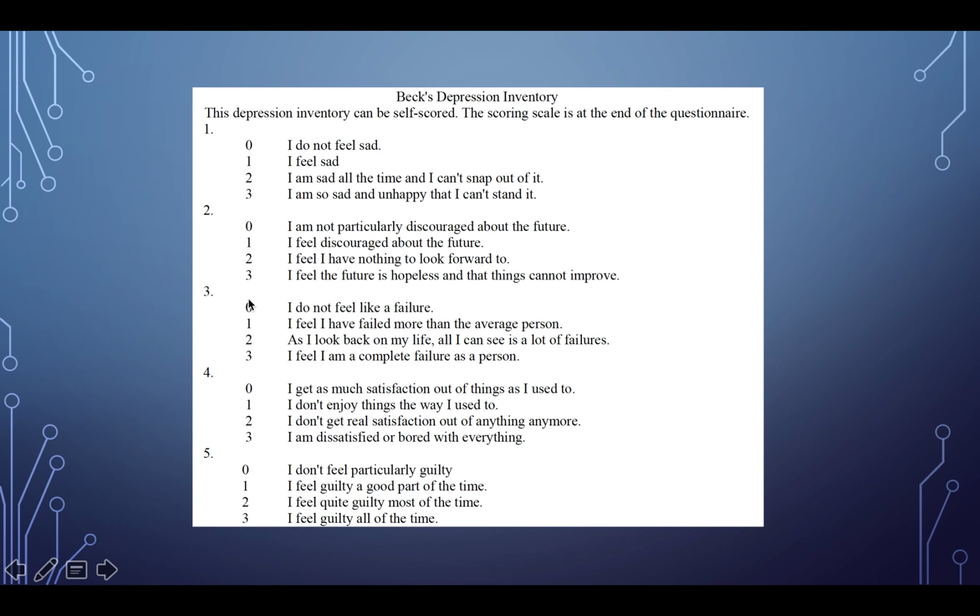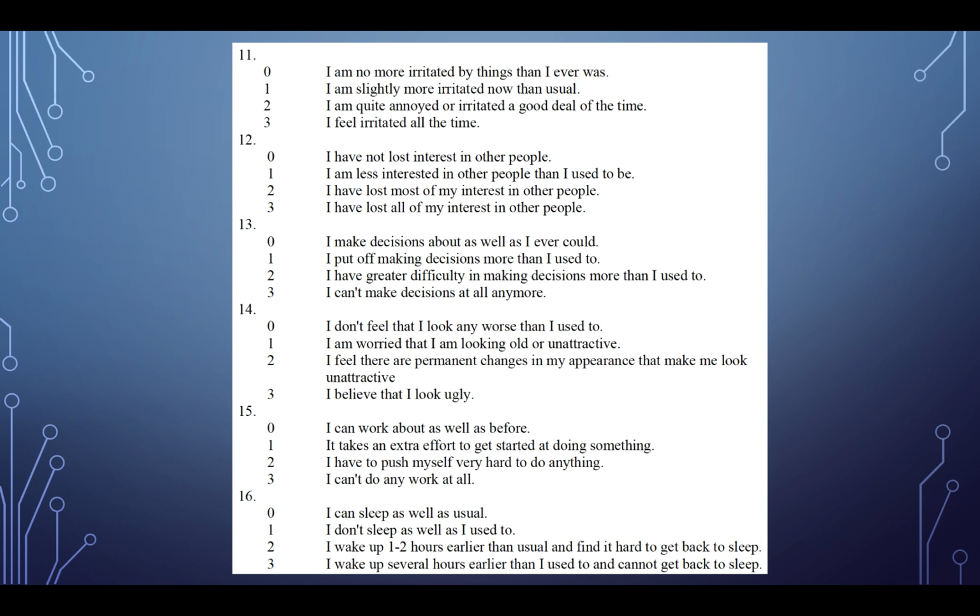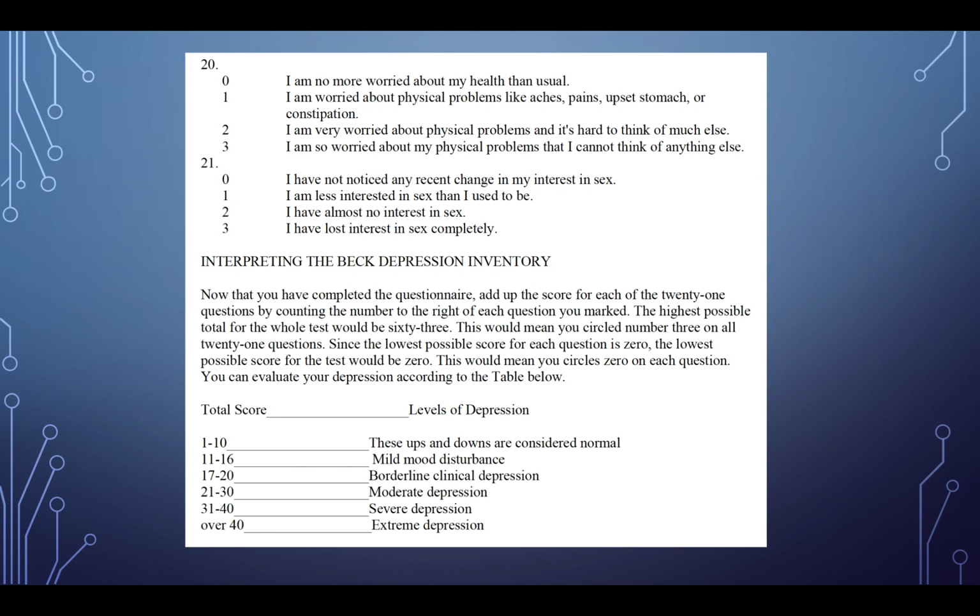So just have the patient fill it out. And I just opened up all of the questions there. And then, 21 questions. So you've completed the questionnaire, add up the score for each of the 21 questions by counting the number to the right of each question you marked. The highest possible total for the whole test would be 63 if you marked 3s for all 21. This would mean you circle number 3 on all 21 questions. Since the lowest possible score is 0, the lowest you can get is 0. That would mean that you're pretty good.